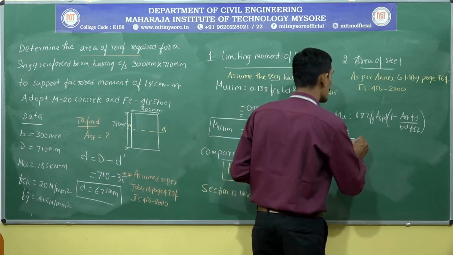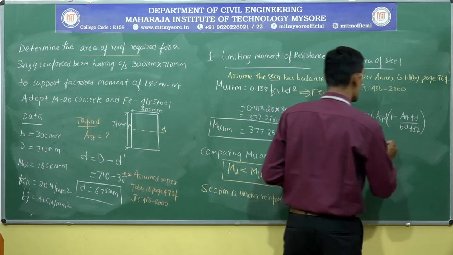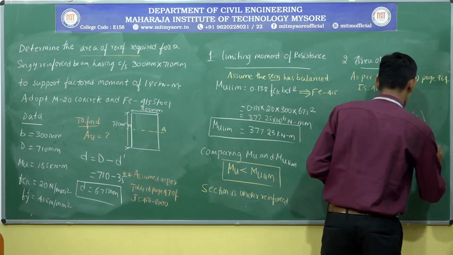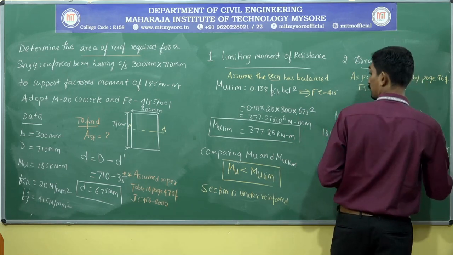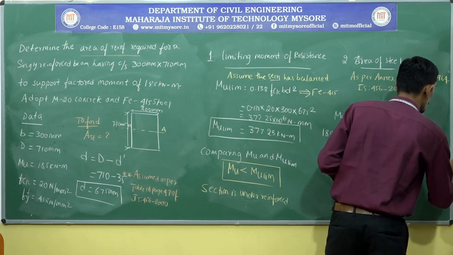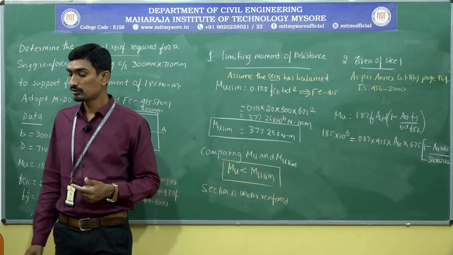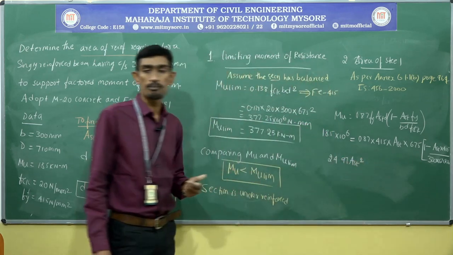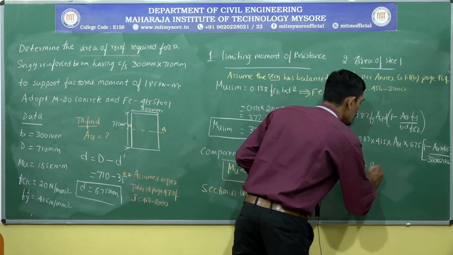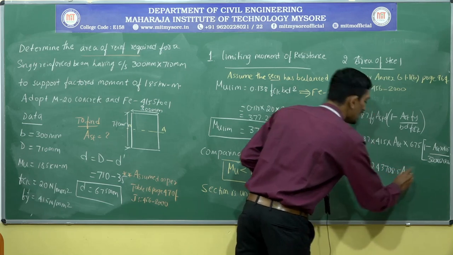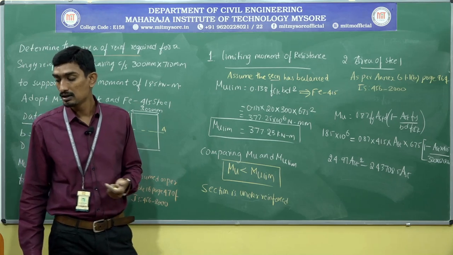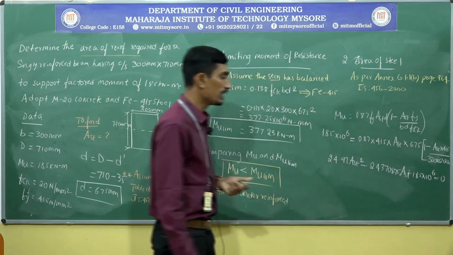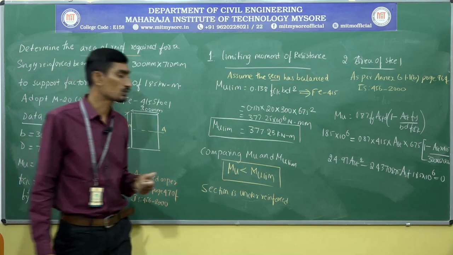So 185 into 10 to the power of 6 equals 0.87 into 415, that is Fy, into Ast, which is unknown, into d, effective depth 675, into 1 minus Ast into 415 divided by the width 300 into 675 into 20. If you do this, you will get a quadratic equation: 24.97 Ast square minus 24370.75 Ast plus 185 into 10 to the power of 6 equals 0. So this is the equation you are going to get. Solve this quadratic equation.